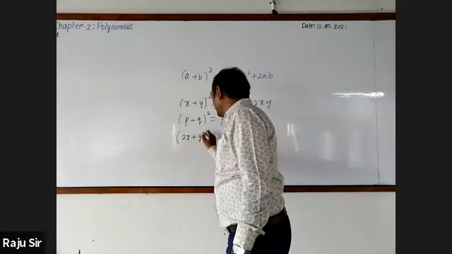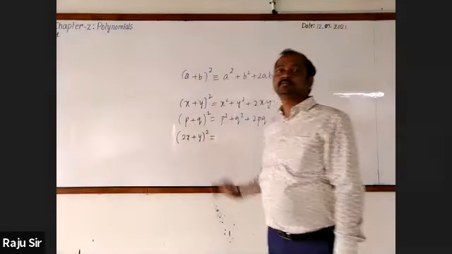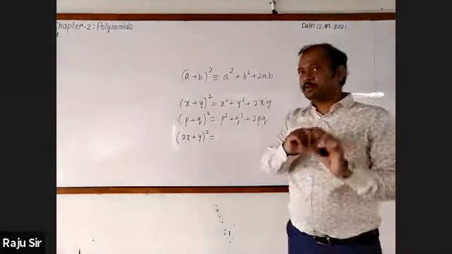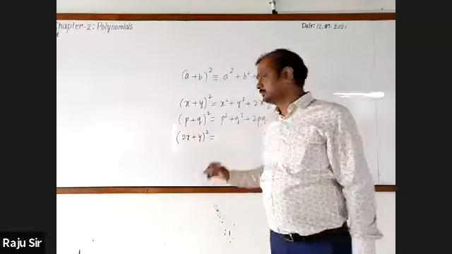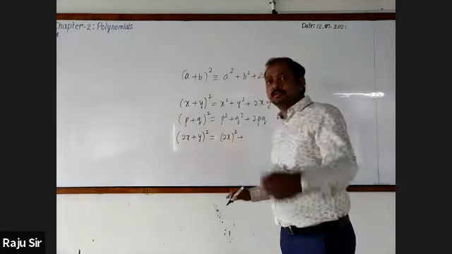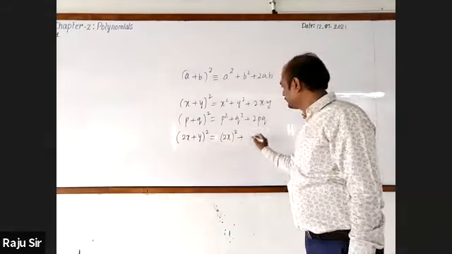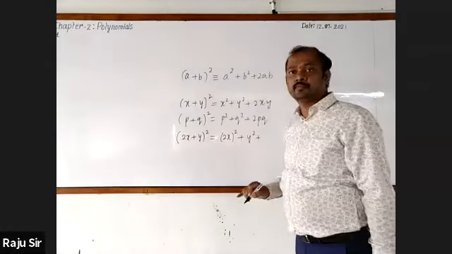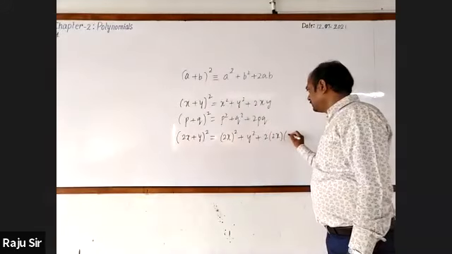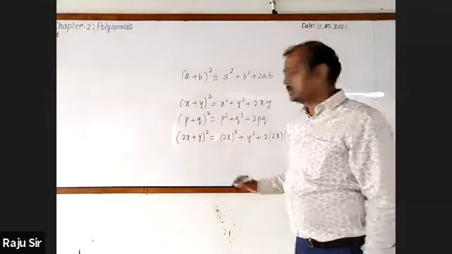(2x + y) whole square. 2x square plus y square plus... Okay, 2 into 2x. Wait. (2x) whole square plus y square. Correct. Plus 2 into 2x into y. Very good. Continue this.